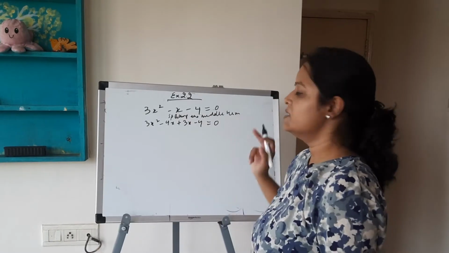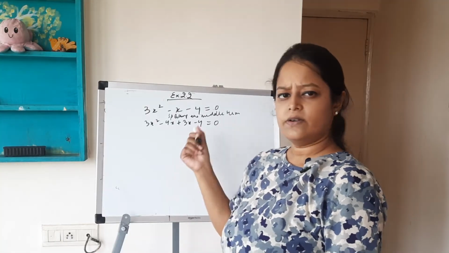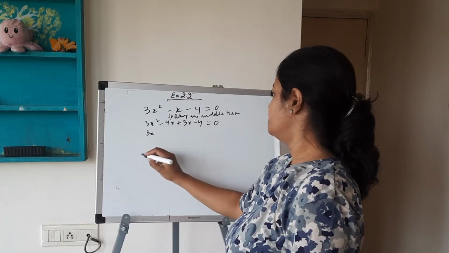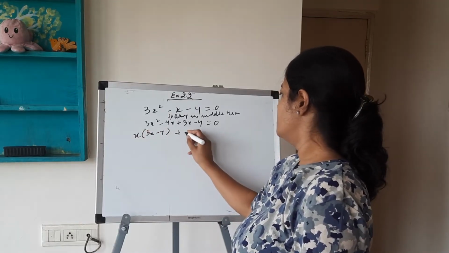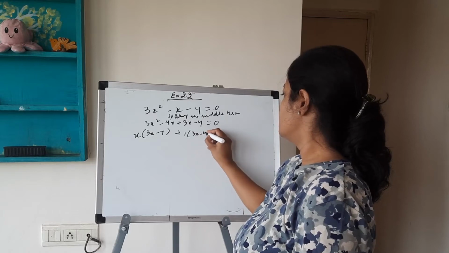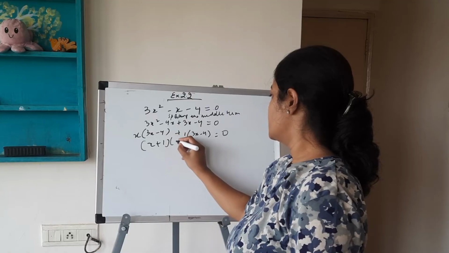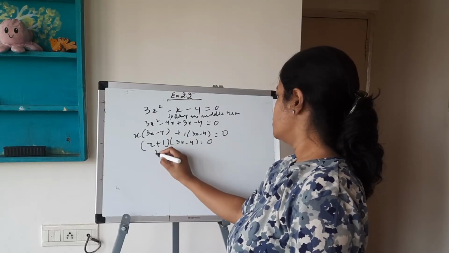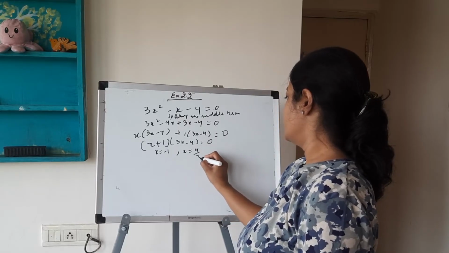I think this we've studied in the previous classes, so it's not really needed. Maybe you can just write step by step in this manner, but I'm showing it here. Taking common, what is it? x plus 1, 3x minus 4 equal to 0. So x is equal to minus 1, x equal to 4 by 3.